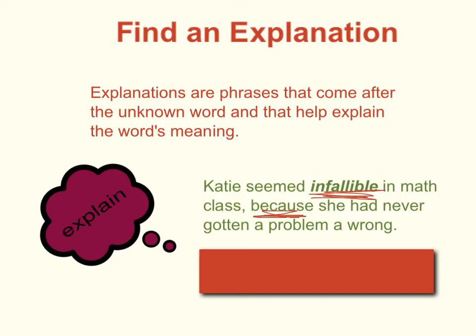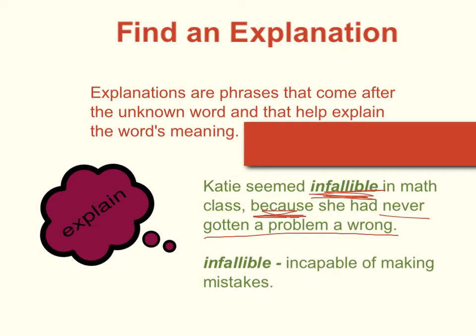Because she had never gotten a problem wrong. Never gotten a problem wrong. All of those seem like good clues. So she's mistake-free. Katie's mistake-free in math class. I'm jealous. Let's take a look and see what the meaning is.